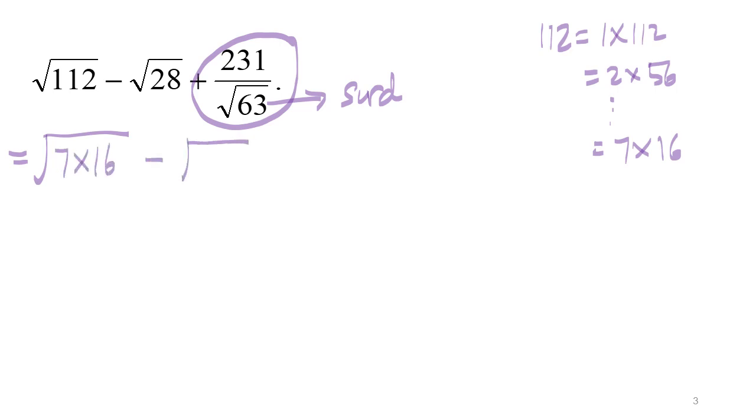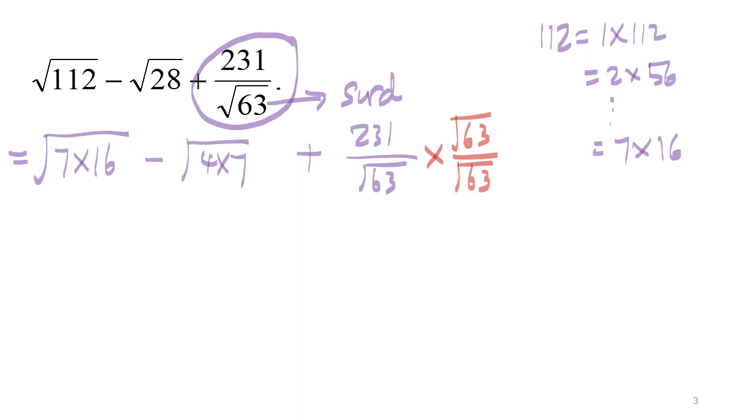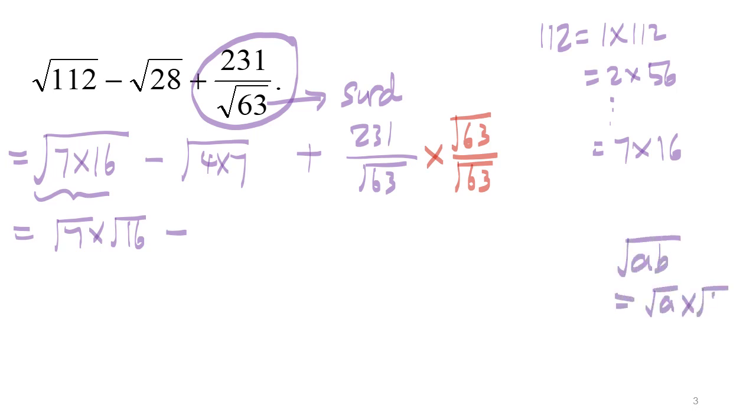For 28 it's rather easy. It will be 4 times 7. And for the third term we need to rationalize it. So how do I rationalize it? I just multiply it with the square root 63 over square root 63. Here we can apply square root 7 times square root 16. Recall this rule that we have learned earlier on: square root AB gives you square root A times square root B. So we're simply applying the rules we have learned earlier.